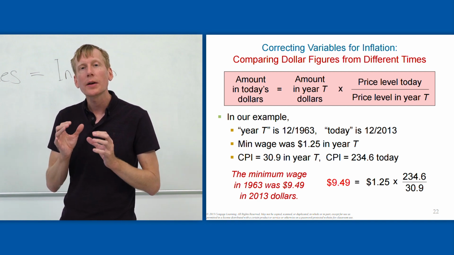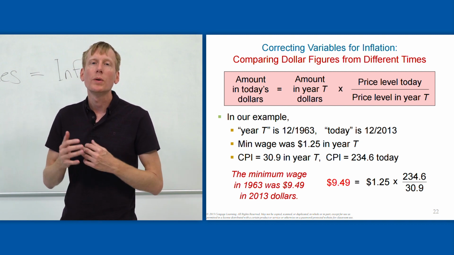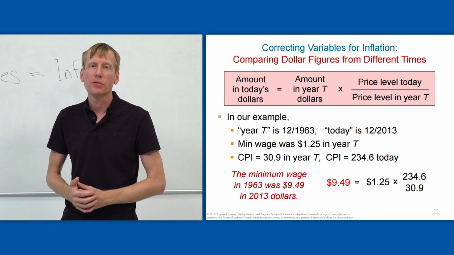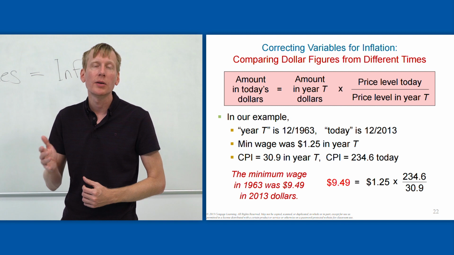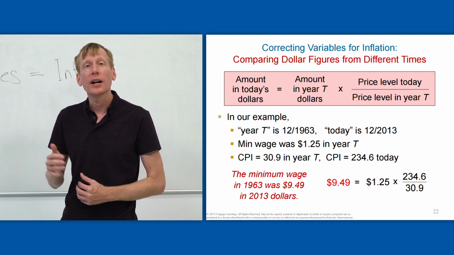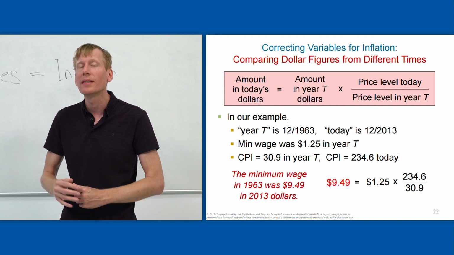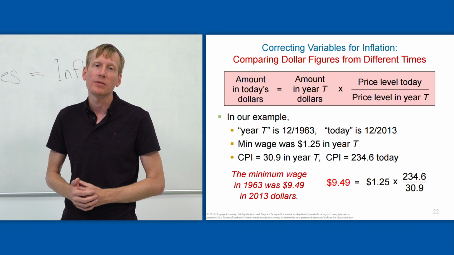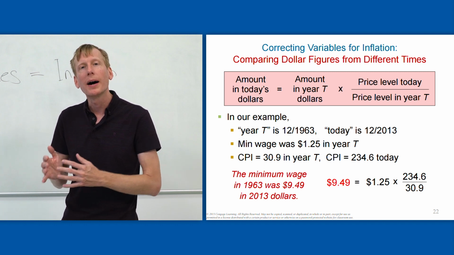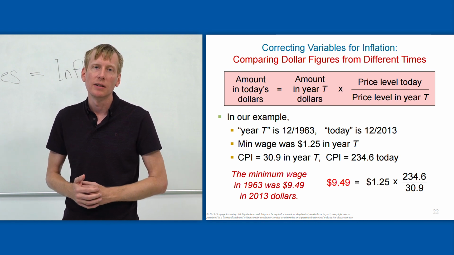We get, in 2013 dollars, that the 1963 minimum wage was equivalent to $9.49. So even though in 1963 a worker in the United States earning a minimum wage got only $1.25 per hour, they were able to buy more with that than a worker earning the minimum wage of $7.25 is able to earn in 2013. The real buying power of the minimum wage has fallen over the past 50 years in the United States.